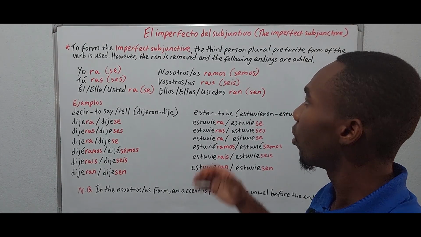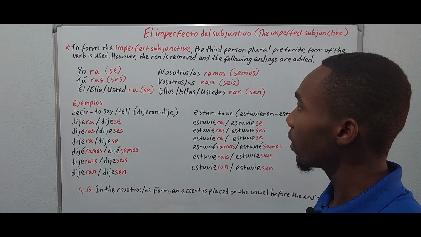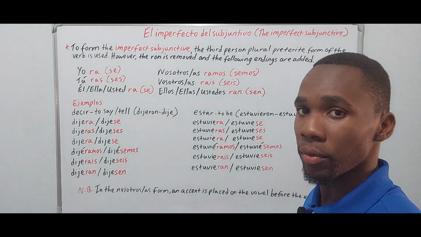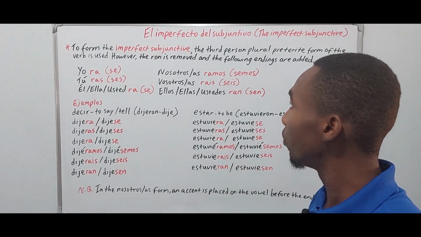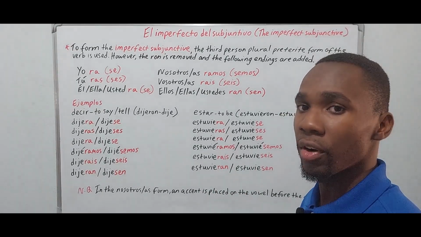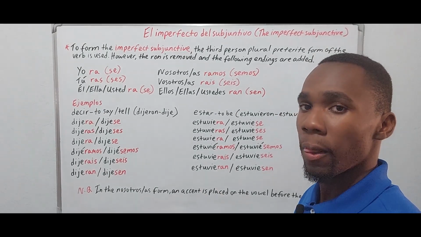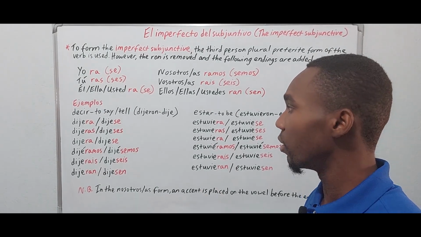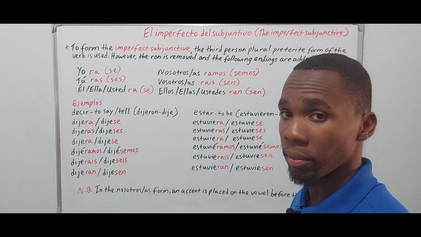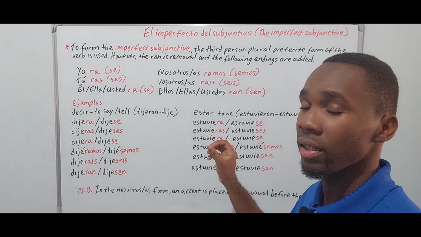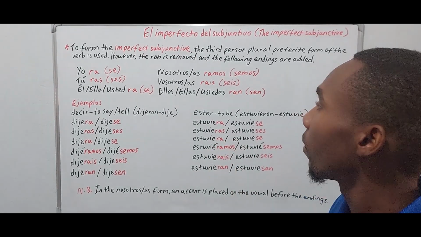So yes, this is how we would form the imperfecto del subjuntivo in Spanish, right? So you must be familiar with the preterite form in order to know how to formulate this mood, all right?